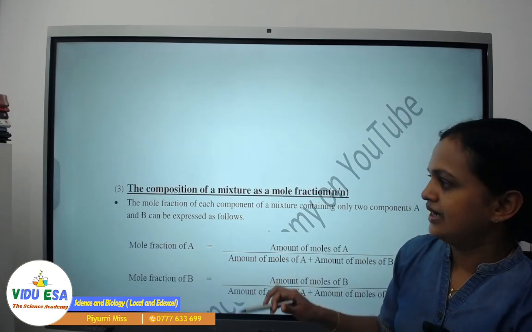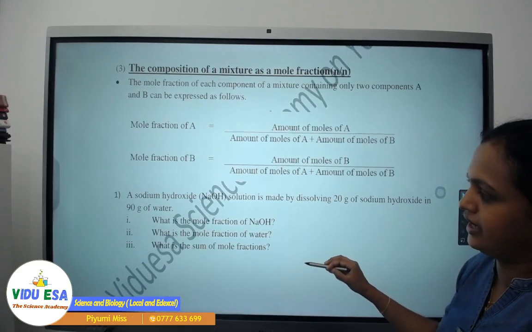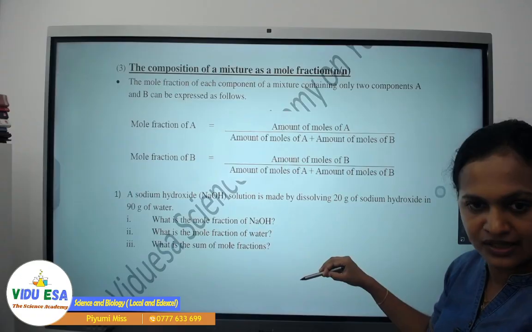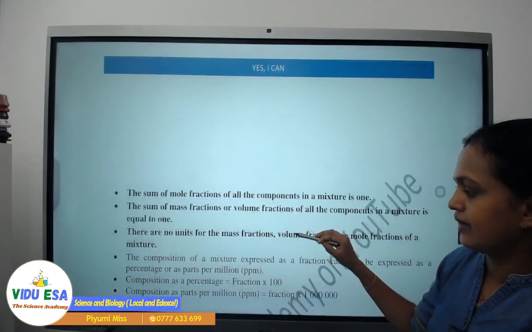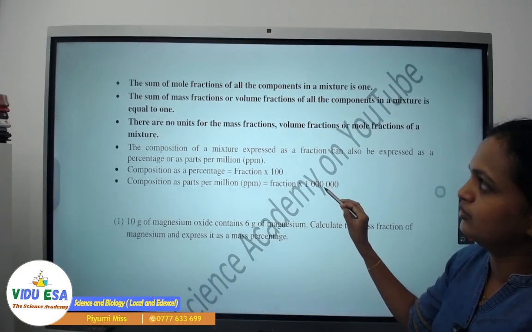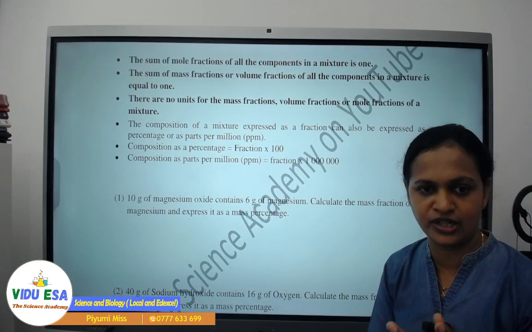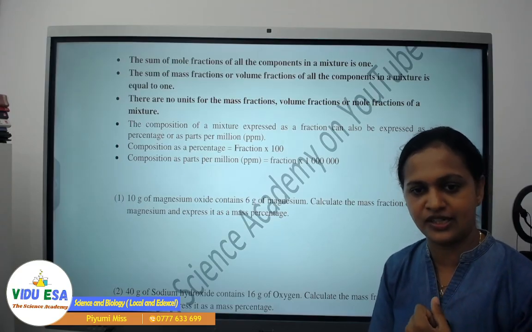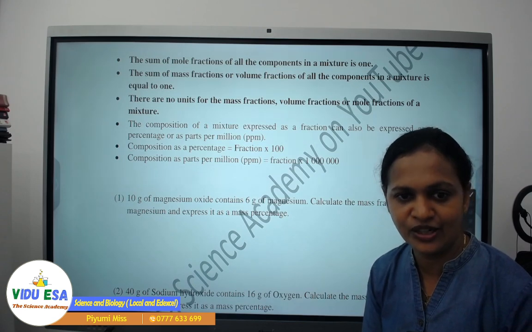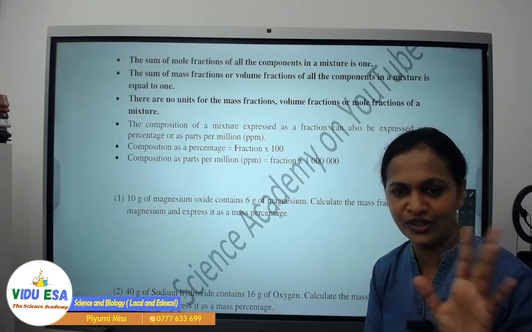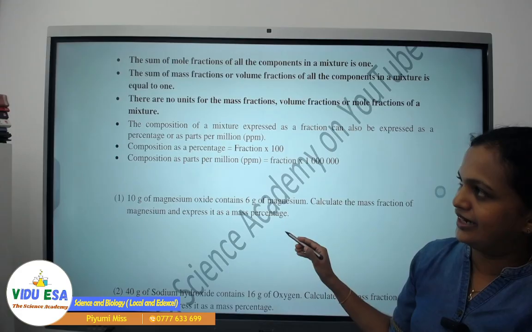Yes. The composition of a mixture as a mole fraction, n over N. We did those calculations. Then we mentioned that the sum of mole fractions of all the components, sum of mass fractions, and sum of volume fractions, these are equal to 1, right? And for all these three there are no units.